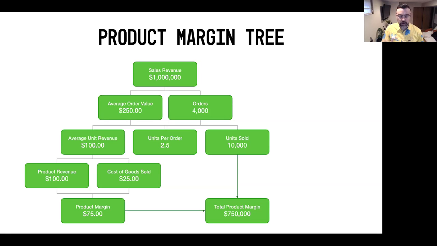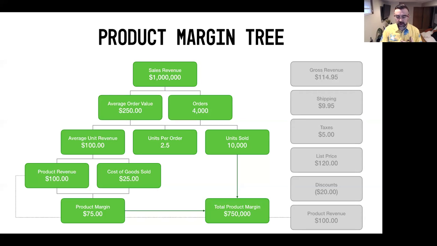Then your product revenue breaks out into two different parts. The product revenue is roughly what we talked about on the sister tree, the order margin tree, that we're going to look into a little bit more. Think of your product revenue as the price you've sold something for at the individual unit level. Then you have your cost of goods sold, which is what you purchased it for. The difference between those two gives you your product margin. When you take the product margin times your units sold, 10,000 units sold times $75 profit margin, that gives you a total product margin of $750,000. So that's a quick recap of the product margin tree.